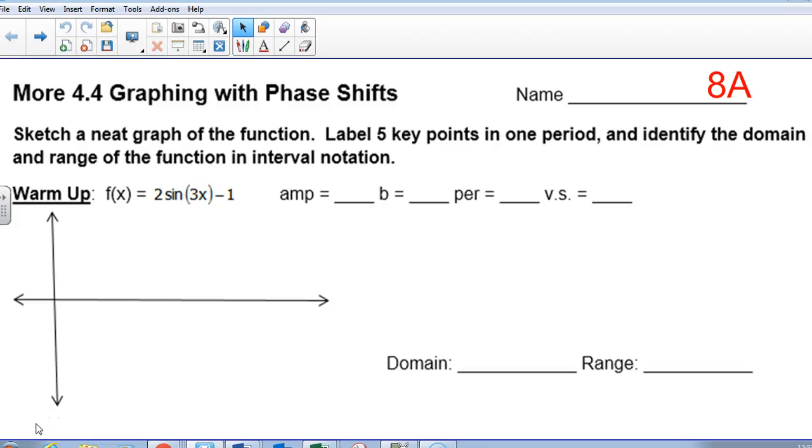Worksheet 8. So we're going to do some more graphing. More graphing today, but we're going to have phase shifts. I know this is not anybody's favorite. Mine either. Couple things.